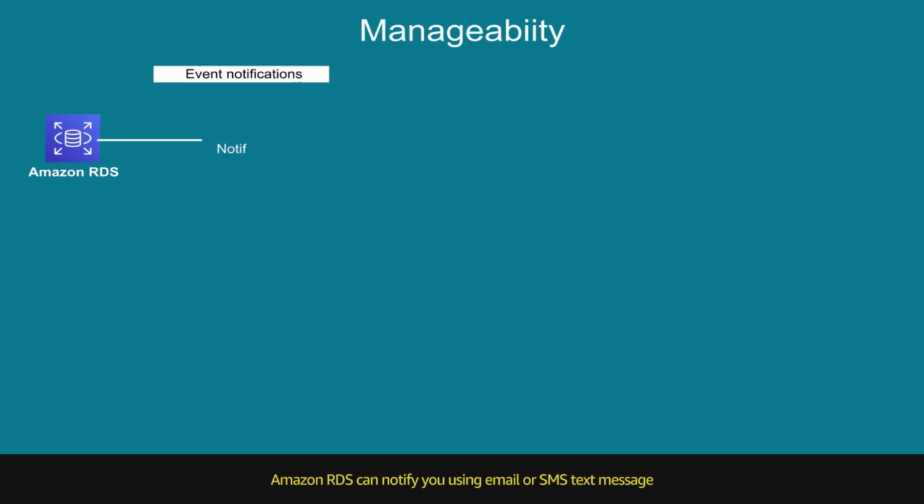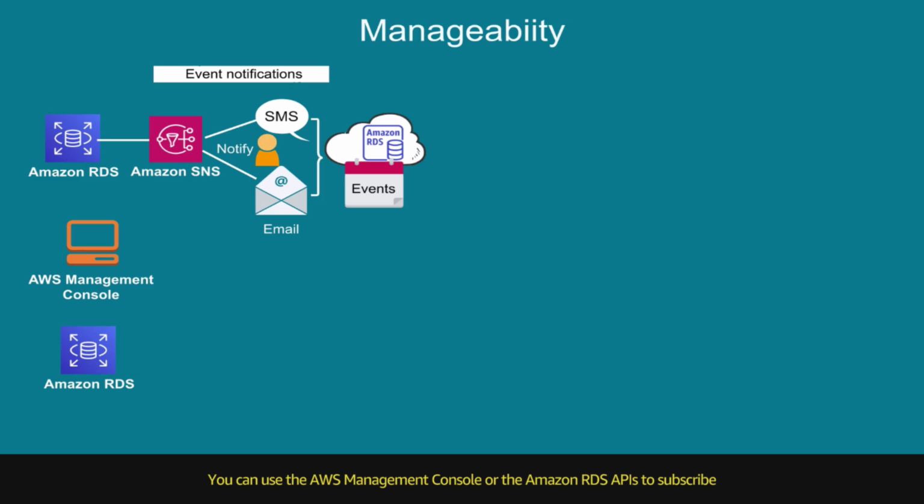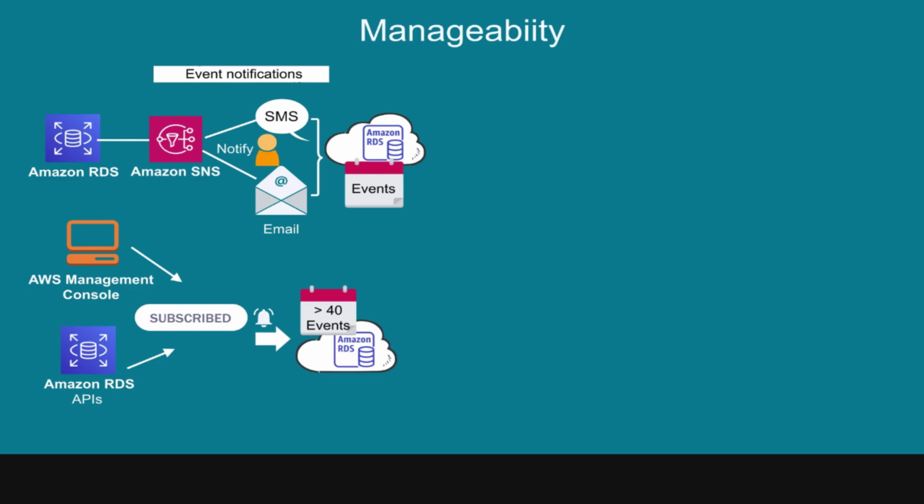Event notifications. Amazon RDS can notify you using email or SMS text message of database events through Amazon SNS. You can use the AWS Management Console or the Amazon RDS APIs to subscribe to over 40 different database events associated with your database instances.